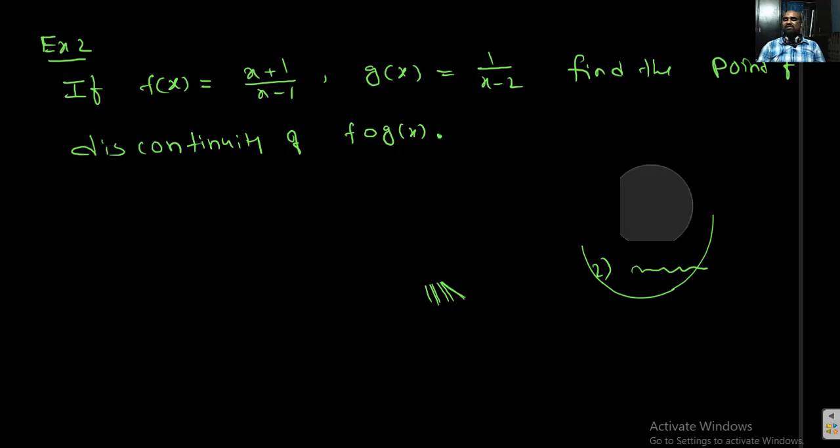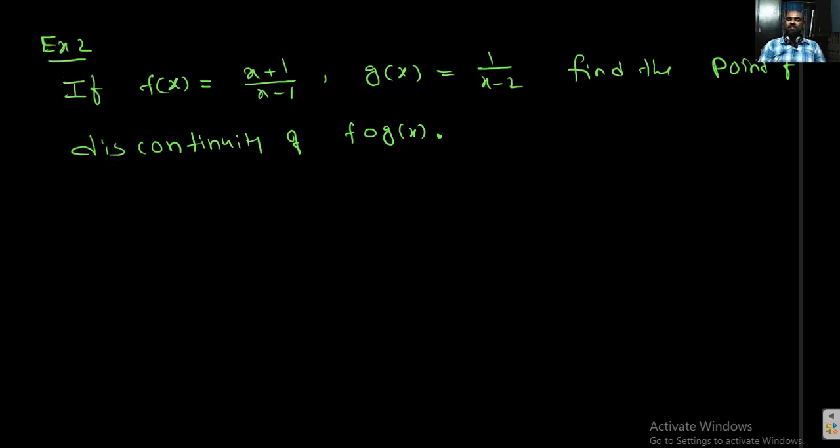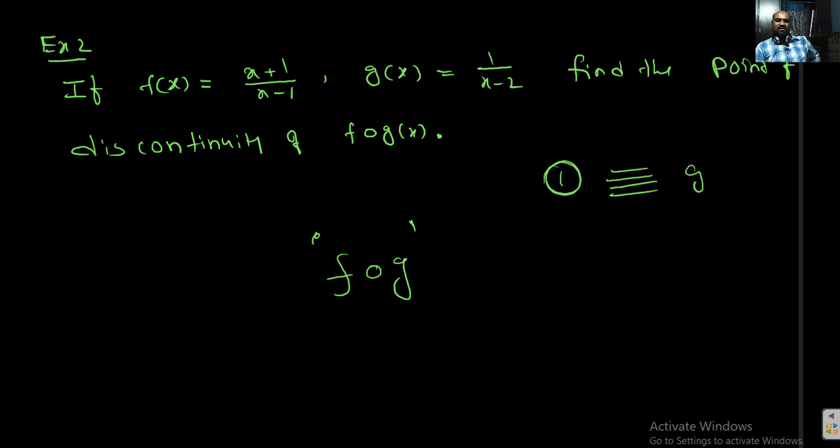Once again, listen students, this is very important. We want to find the discontinuity of this function f circle g. First of all, find the points of discontinuity of g function. Second, find the points of discontinuity of f circle g function. What you get are the points of discontinuity for f circle g function. But the important thing is, at the points where g function is discontinuous, f should be continuous. That is important here.